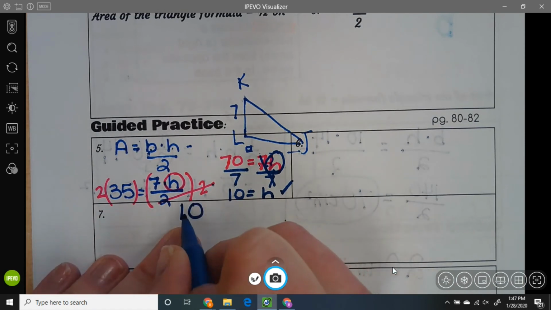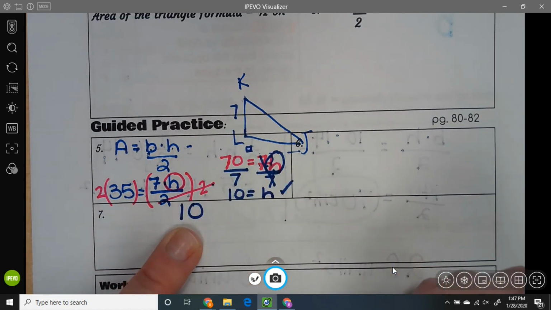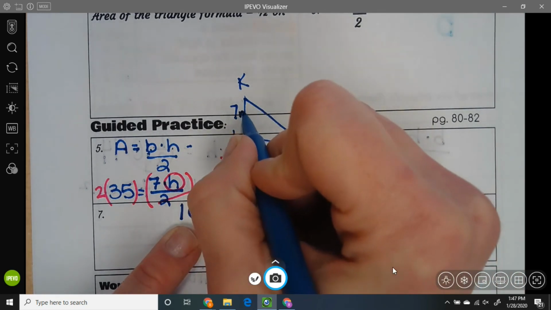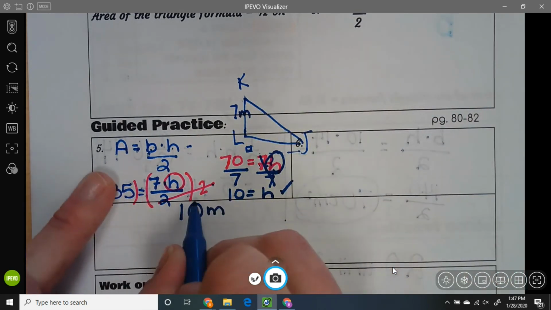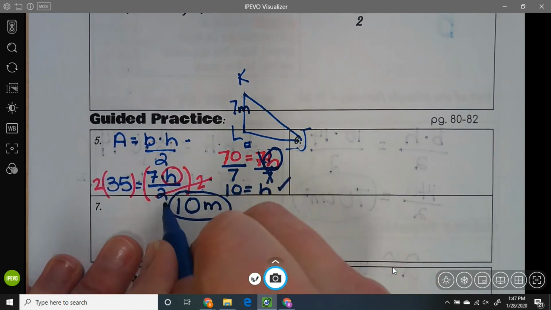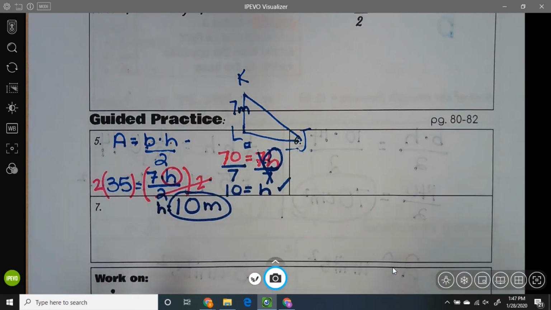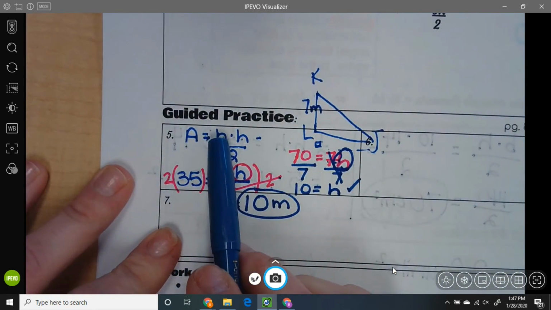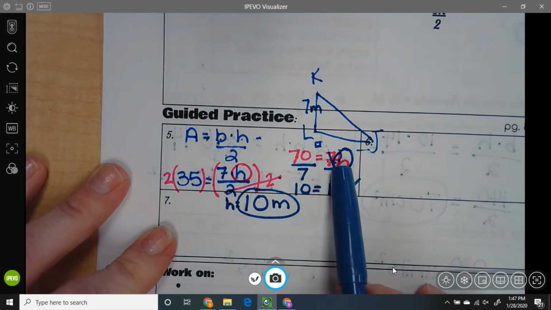So my label would be 10. So that's my number. And then is it meters, square meters? So this was labeled 7 meters, so this would be 10 meters. So we're not working with area, we're working with the height in this case. And then you do the same thing if you were looking for the base. You would just fill it in, and if you were looking for the base, you'd just isolate the base instead of the height.